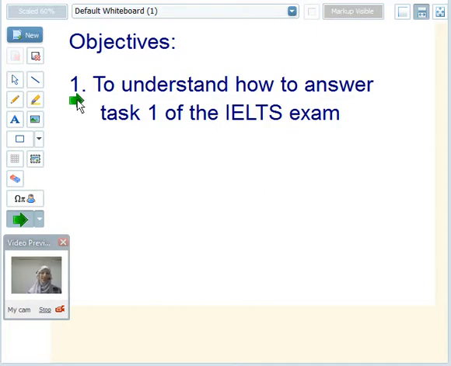A lot of students, like I said, rush this, and what they don't do is put a beginning, a middle, and an end. All pieces of writing should have a beginning, a middle, and an end. So for example, an introduction, a main body, and a conclusion.